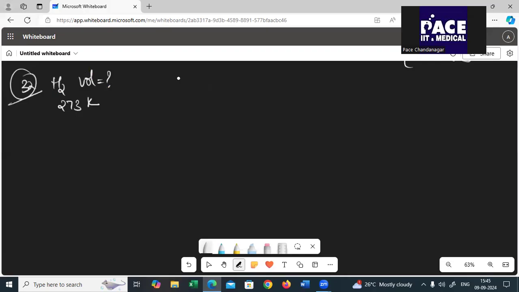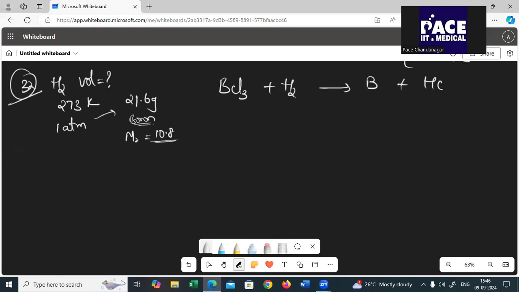What volume of hydrogen gas at 273 Kelvin and 1 atmospheric pressure will be consumed in obtaining 21.6 grams of elemental boron, which has got the atomic mass as 10.8 given to us. That only we should take from the reduction of boron trichloride by hydrogen. So I have to use my equation, boron trichloride. Okay, so BCl3 plus hydrogen will give me boron plus definitely HCl only I get.